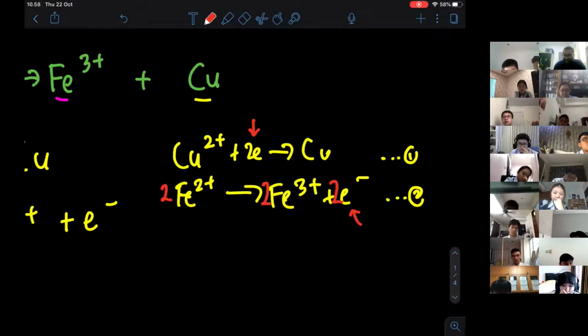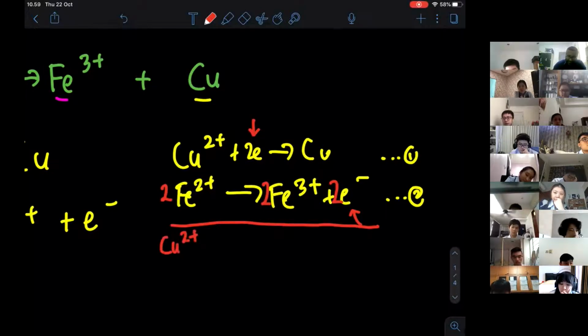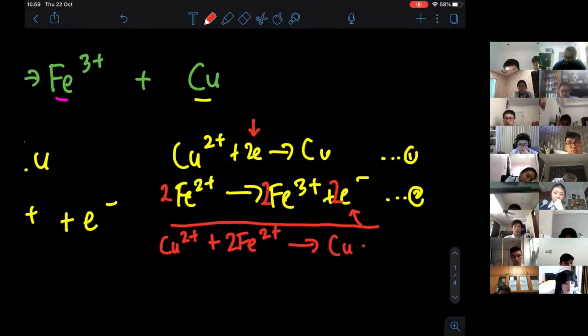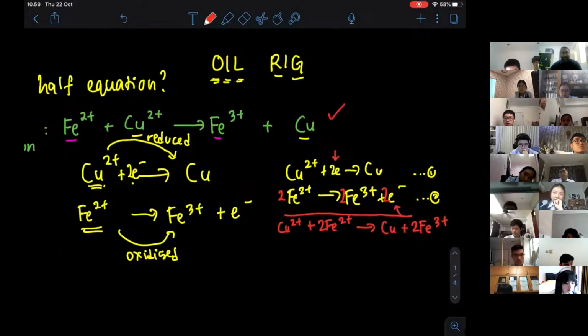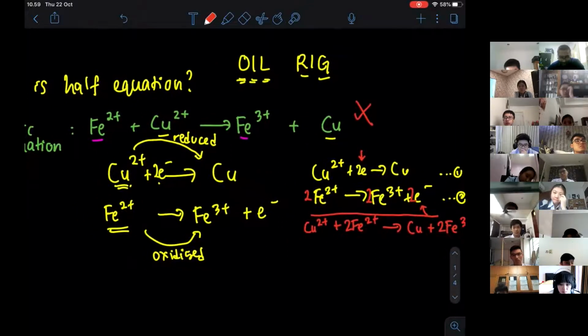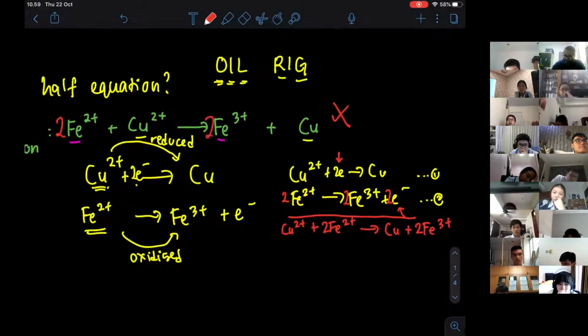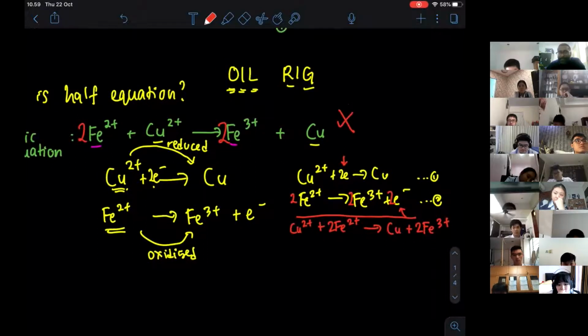So when I add 1 and 2, what am I going to get? I'm going to get Cu2+ plus 2Fe2+ to give you, 2 electrons are gone, copper plus 2Fe3+. So if I check again, is this a balanced equation? This is not a balanced ionic equation. A balanced ionic equation should be Cu2+ plus 2Fe2+ giving Cu plus 2Fe3+. This is a balanced ionic equation.